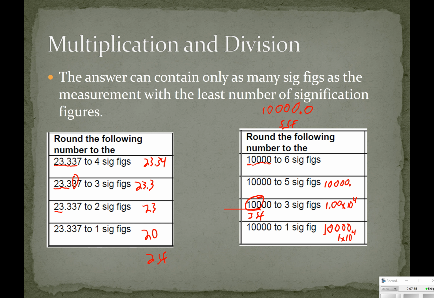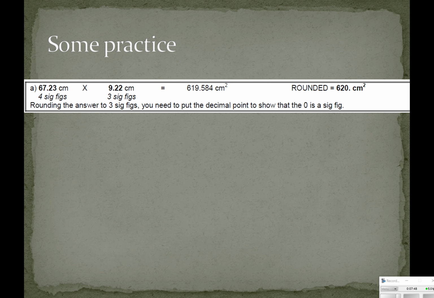Now that looks like the same number here, 1.00 times 10 to the 4th, or 1 times 10 to the 4th, but it's not. Because this initial number here, the 1, is different between those two. And we'll get to that in a second. So a little bit of practice with multiplying numbers.